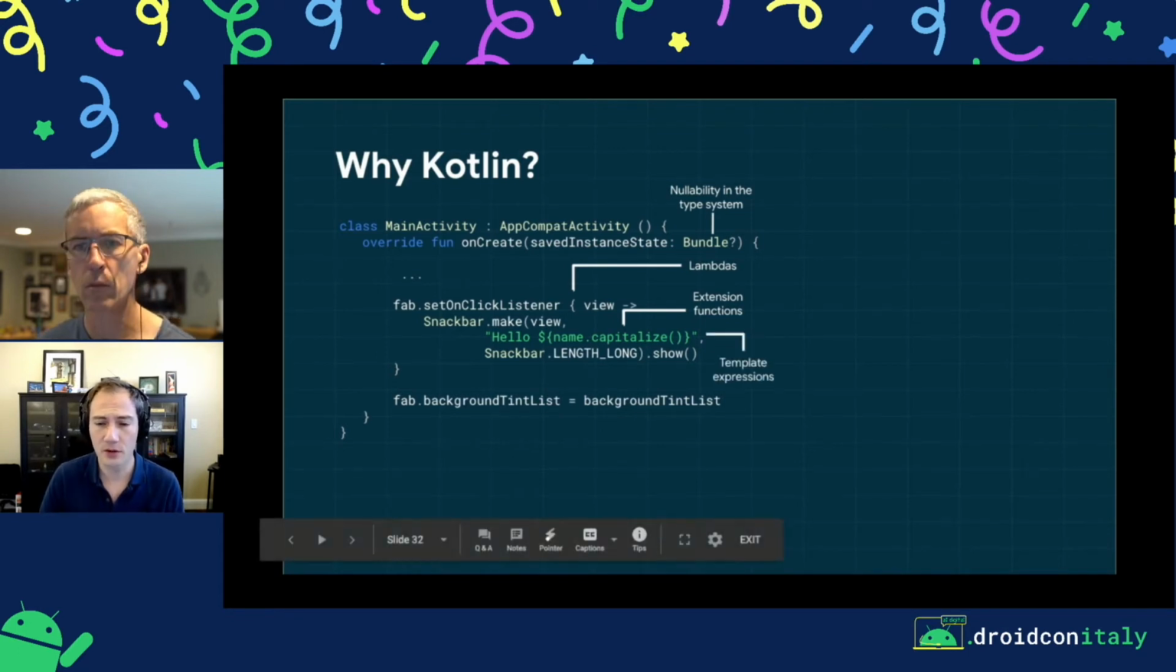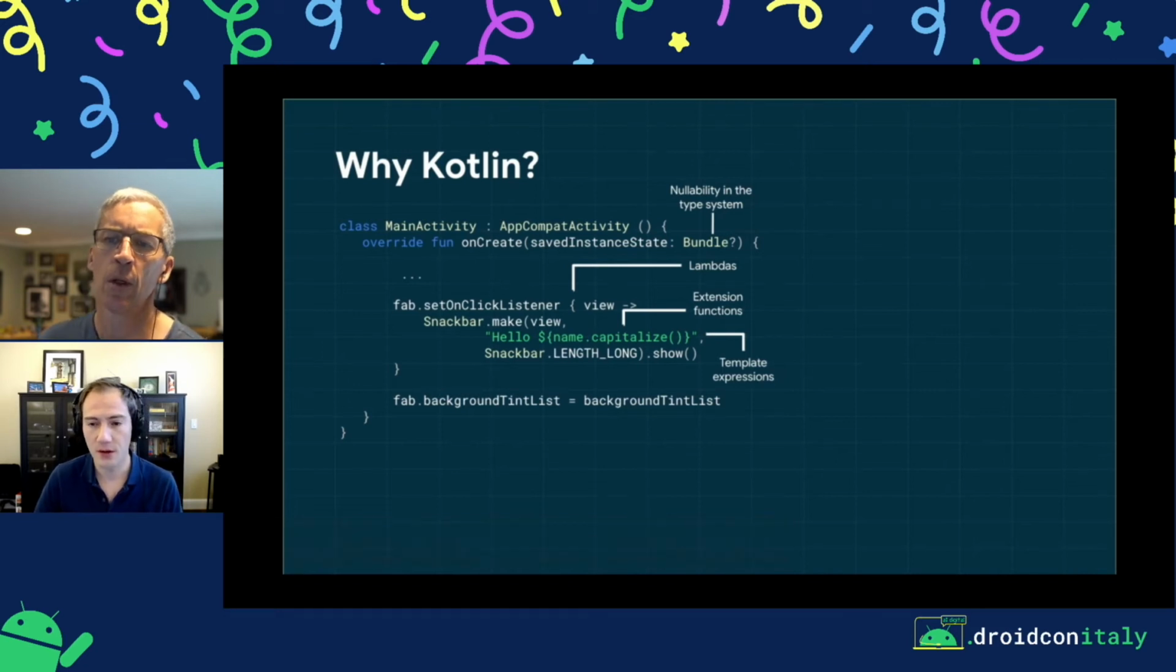Template expressions, again, not new to Kotlin, but very powerful. You can use expressions directly inside strings and they get interpolated. It's a much easier way to build strings rather than concatenating different strings yourself or using StringBuilder or StringBuffer or stuff like that.